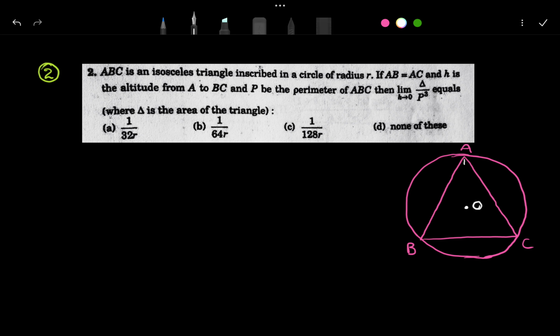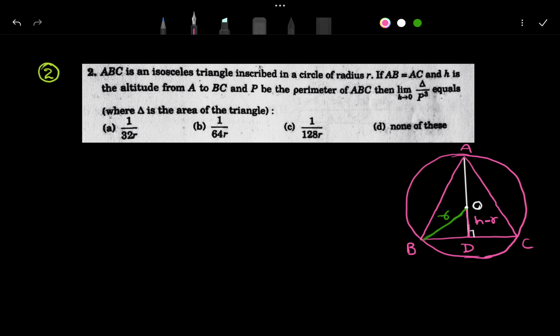Now this is the altitude. The altitude H is given. And we know the radius is BO or AO. If the altitude is H, let's take this point as D. Then the length OD will be equal to H minus R.